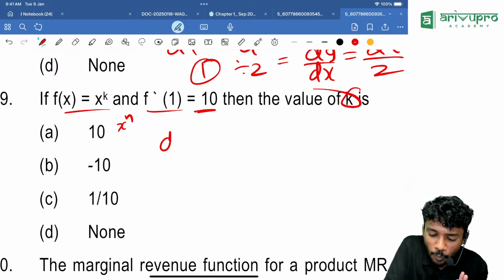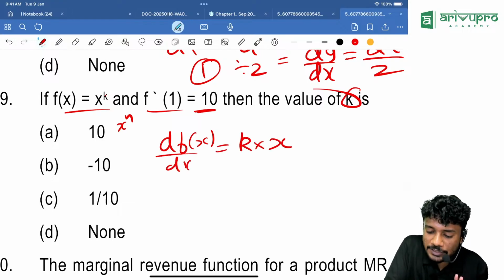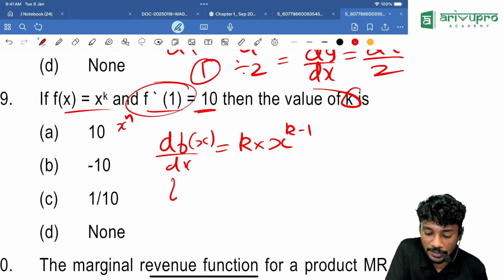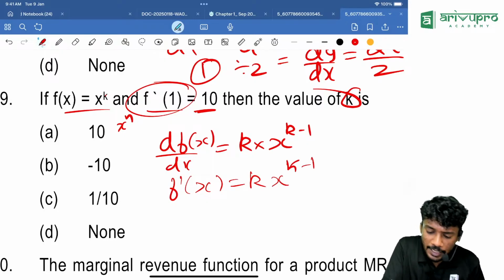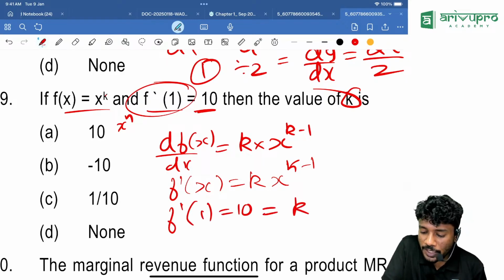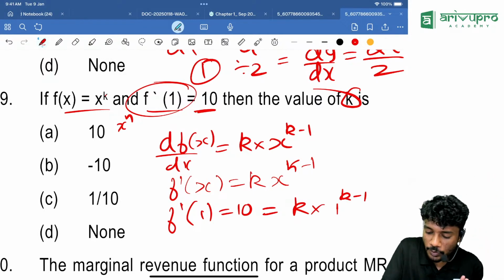Yes. Then what will be d by dx of f of x? That means k into x raised to k minus 1. Then one more thing they have given. That means this is f dash of x, right? Which is equal to k into x raised to k minus 1. Then f dash of 1 is 10, which is equal to k into 1 raised to k minus 1. 1 raised to any power is what? Yes, 1. So k is how much?